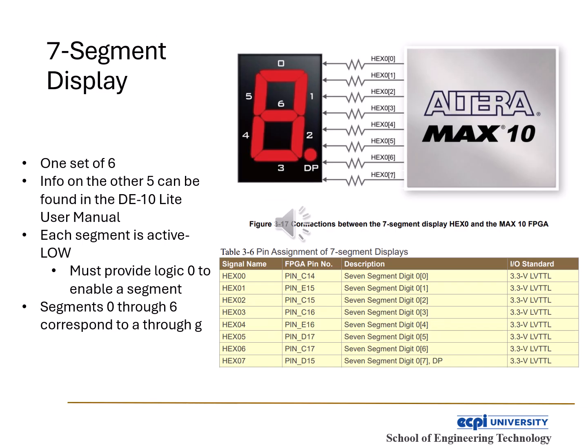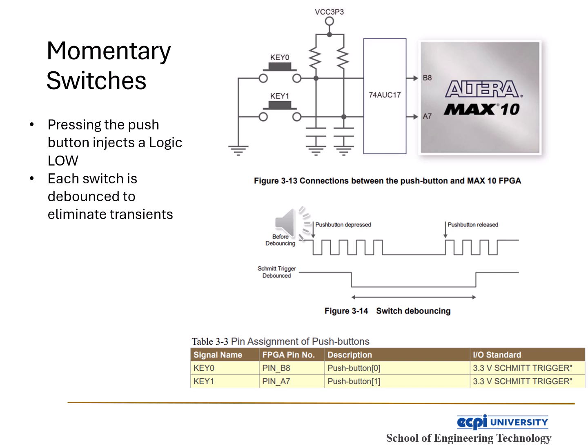Each segment of the display lights up with a logic low signal, meaning a 0 turns the light on. The segments labeled A through G create the numbers you see. The push buttons are momentary, meaning they only stay pressed as long as you hold them. Pressing one sends a logic low into the system, just like flipping a digital switch.